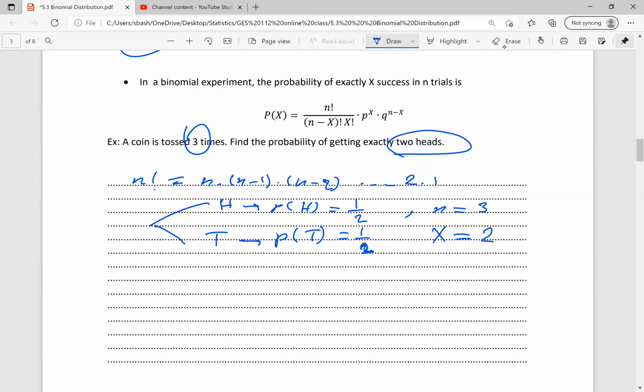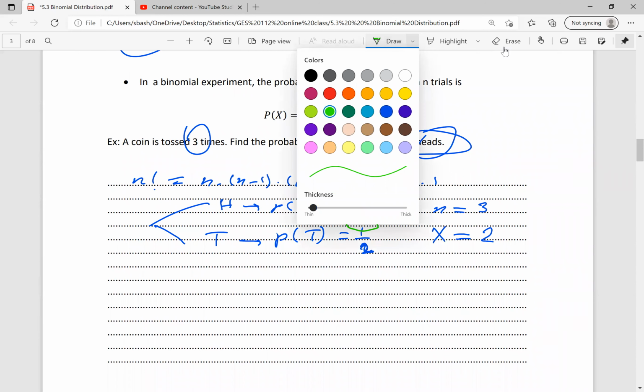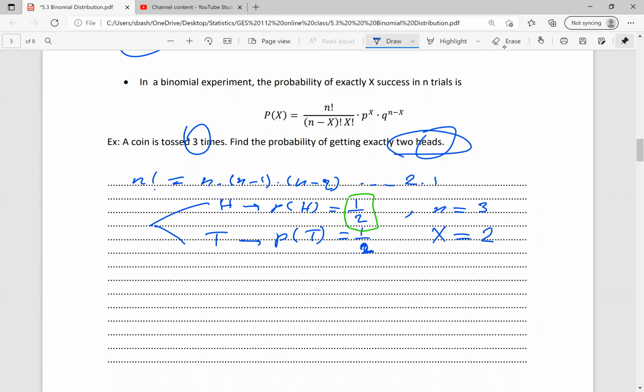Now we are speaking about getting heads. So we need to find P of h. P of h is equal to 1/2. Because we are speaking about the head, this is p. So small p equal to 1/2. And q is 1 minus p, which is 1/2. So p equal to 1/2 is the probability of success each time. It is the probability of getting success. That will be 1 over 2. q is equal to 1 over 2 also. Now I need to find the probability of getting exactly 2 heads.